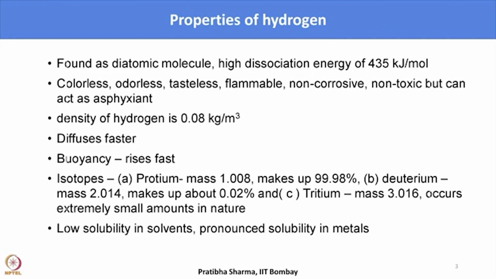Hydrogen has a very low density of 0.08 kg per meter cube. It is 14 times lighter than air. It has a very high diffusivity and buoyancy.